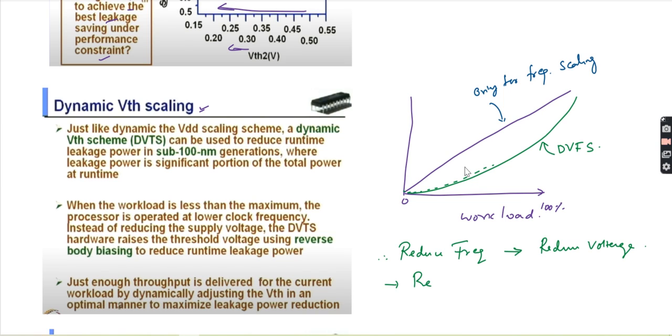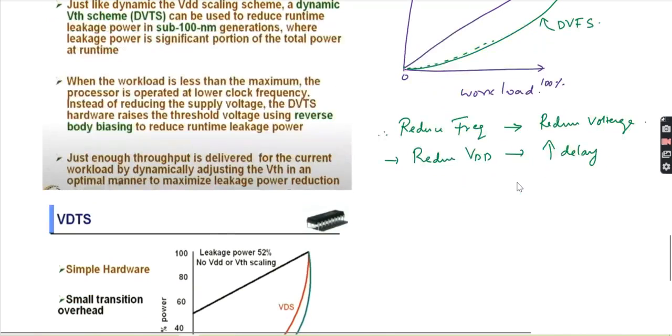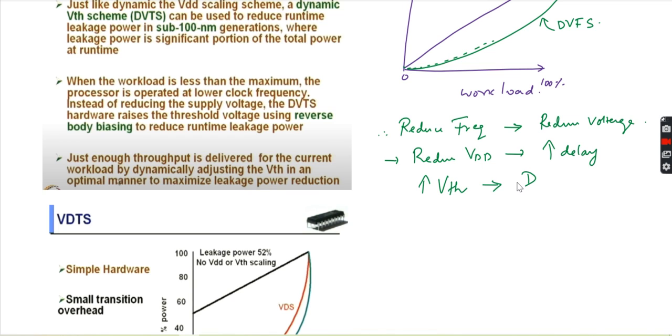Second thing is we need to reduce the power supply, that is VDD. If you are reducing the VDD, what will happen? The delay will increase. This we already know. When you are reducing the power supply, delay will increase. Then when you increase the threshold voltage, the delay will also increase.